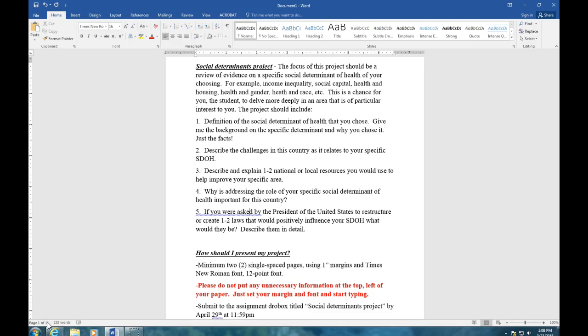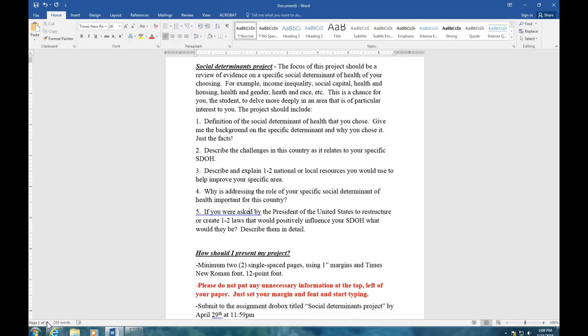I want you to go out and find, whether it is a national resource or even a local resource here in Carrollton or in your hometown, one or two resources that you would lean on to improve that specific social determinant if you were asked to improve it. Let's say you were given the opportunity to work a job for the public health department, and they said we need to know of some specific resources that we could use to back up our information about this specific social determinant. What would those be? Okay, that's what I'm looking for there.